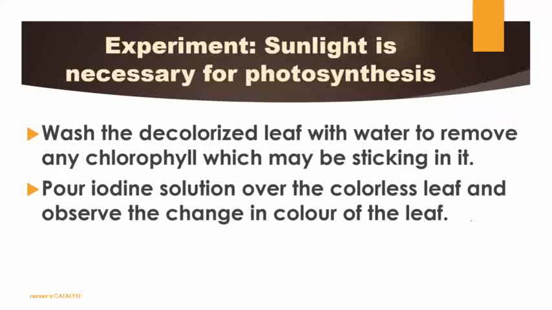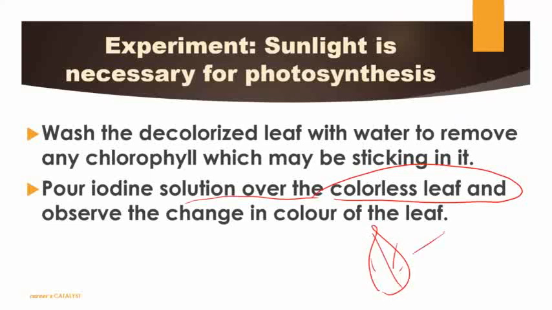Now, wash the decolorized leaf with water. What do you need to do now? Water will decolorize it. Now just rinse it with water so that no chlorophyll pigment is present there. All the stuck chlorophyll pigment we will also remove by rinsing it 2 or more times. Now put iodine solution over the colorless leaf. The leaf will be colorless because all the green pigment got extracted from it.